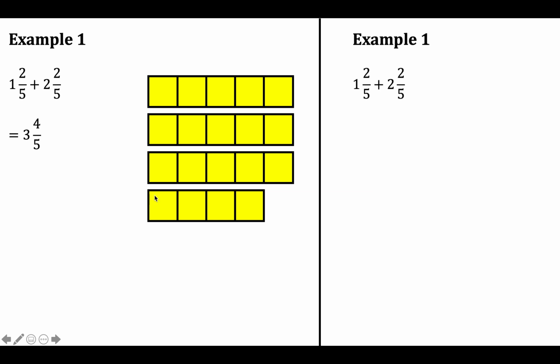Now, if we look at that in another way, we might want to change these into improper fractions first. So we can see from the existing diagram here that 1 and 2 fifths is the same as 7 fifths. And we're adding on 12 fifths. And altogether that gives us 19 fifths, or what we had previously, 3 and 4 fifths.